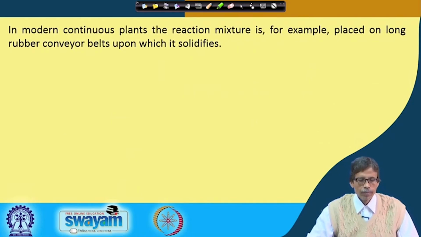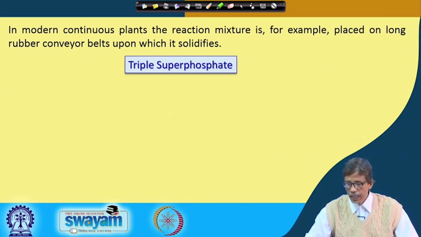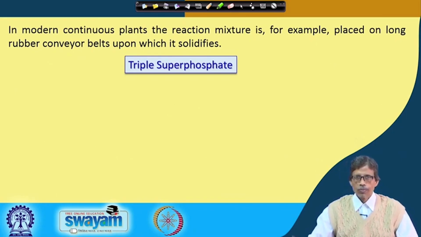Basically, in modern plants where we have the corresponding continuous plants, the reaction mixture is placed on long rubber conveyors. So, you have the rubber conveyors available, and on those rubber conveyor belts the solidification is allowed to take place. So, the entire material is being solidified on the conveyor belts. So, that particular solid product what we get is for the making of the superphosphate. Then one particular material, as again the phosphate fertilizer, is known as your triple superphosphate.